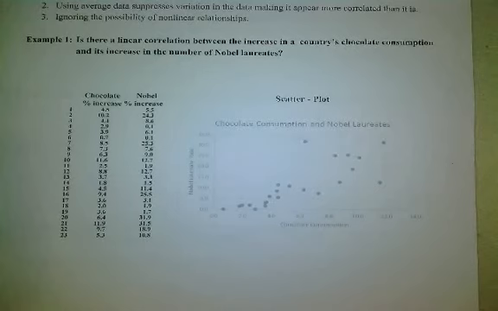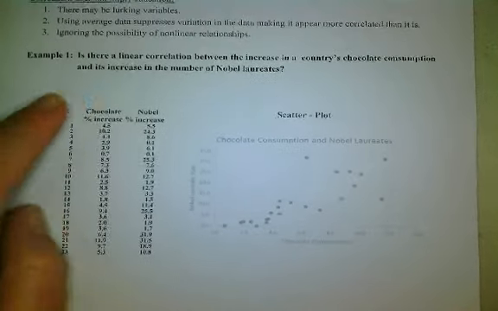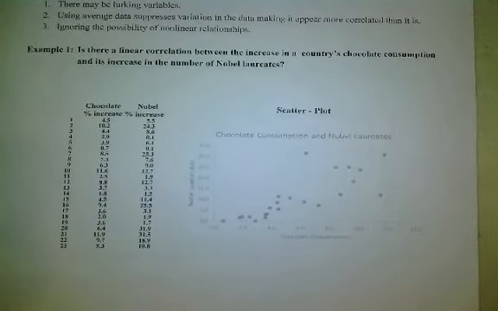Now, I should point out this is a famous study that was done in 2012. There is a little bit of ridiculousness about this particular comparison. One of the fallacies is the ecological fallacy. In other words, these percent increases refer to the average increase of the entire country, not necessarily the average increase of individuals. And of course, it's individuals that win their Nobel Prizes, not necessarily the country as a whole.